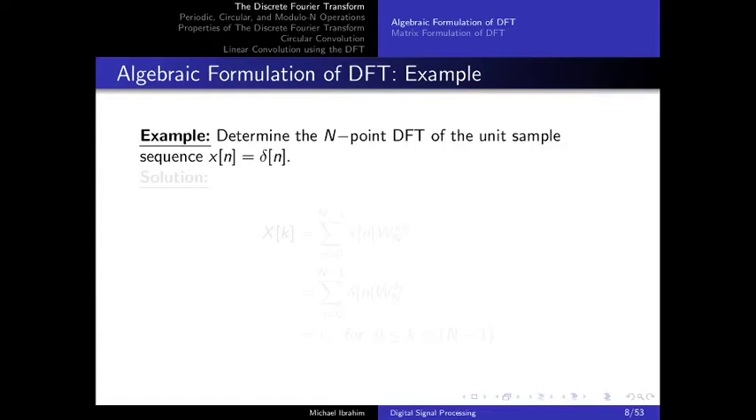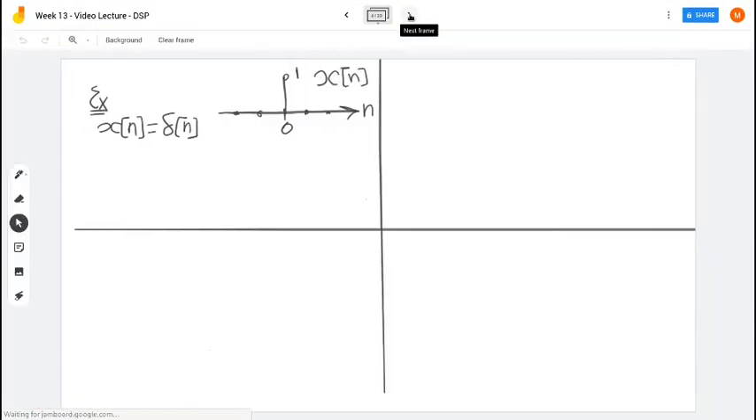So let's try to solve this example in order to apply the definition we have seen for the DFT. Here we have a signal x of n, which is only one sample, which is only delta of n. And we need to compute the discrete Fourier transform of this unit sample. As you can see over here, it's just one sample of value 1 at instance 0, and it has 0 values otherwise at 1, 2, and 3, and minus 1, and so on.